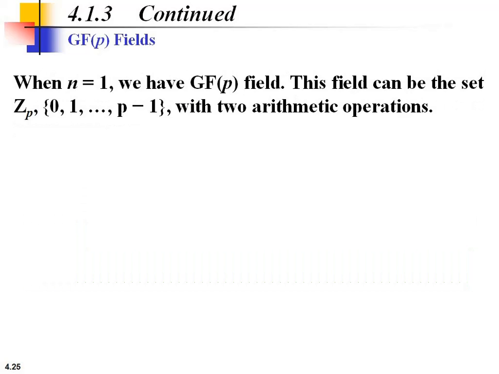When n is equal to 1, we have the Galois field GF(p), which will also be a field, and this field can be denoted Zp. Since we know that p is a prime, we can denote the set of elements as Zp, which will contain all the elements from 0 to p minus 1, and there will be 2 types of arithmetic operations, say addition and subtraction or multiplication and division. Based on those operations we can define a Galois field over p.